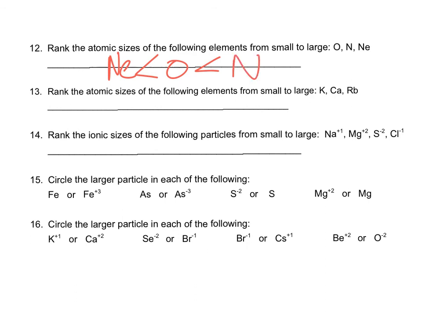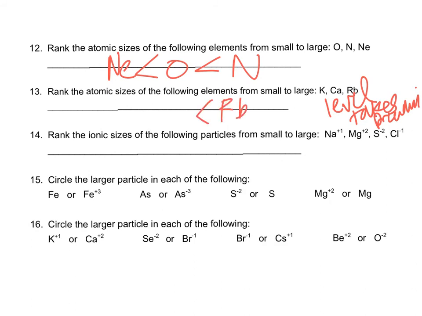All right, rank the atomic sizes of the following elements from small to large. What are we comparing here? Looks to me like calcium, potassium, and rubidium. So we're almost comparing things in the same family, but not really. Size, and one thing that you do need to know is level takes precedence. So because rubidium is on the next level down with more shielding, it's definitely going to be the largest, okay?